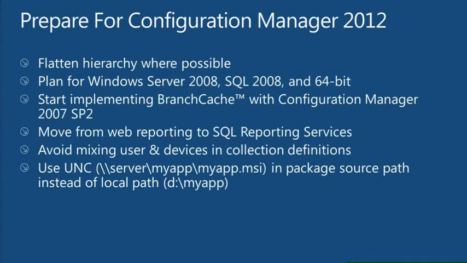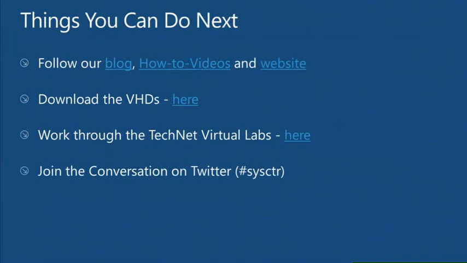And if you went to our session yesterday, you saw this slide, and I talked about it in the overview as far as preparing for ConfigMan 2012. Flatten your hierarchy, go to 64-bit everything, Windows Server 2008, SQL 2008, 64-bit, and look at BranchCache, as John was talking about earlier, to help reduce some of those branch location scenarios. And then move to SQL Reporting Services today, because that's how you do reporting in ConfigMan 2012, is all through SRS.